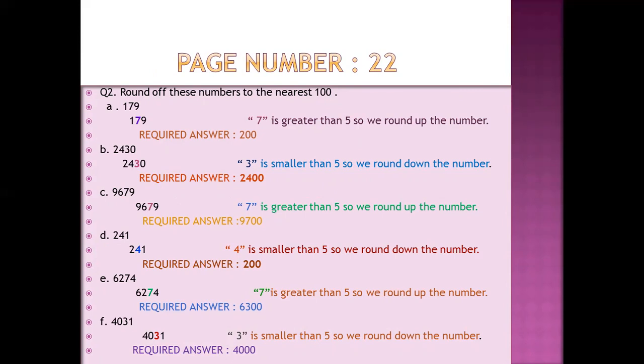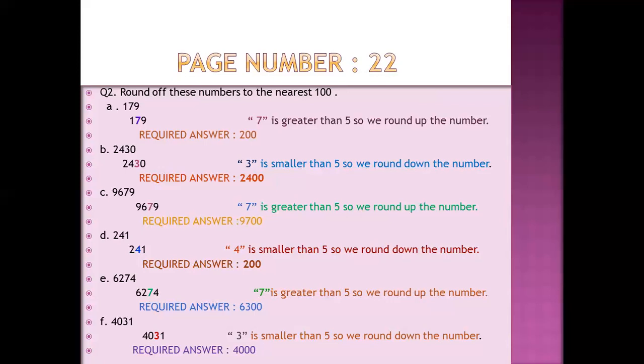Then in part D, 241, concentrate on the tens place digit, which is 4, and 4 is smaller than 5. So we round down our number and our required answer will become 200. Come to part E, tens place, the number is 7 and 7 is greater than 5. So we round up the number and our answer will become 6300.